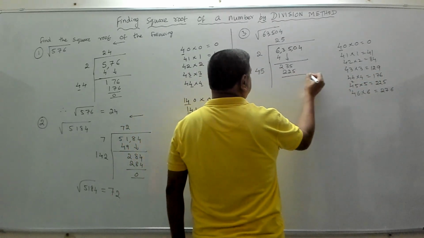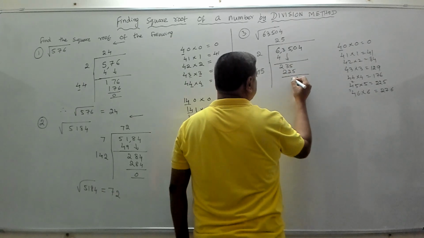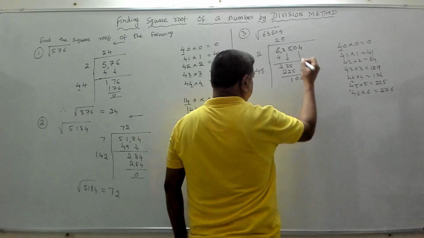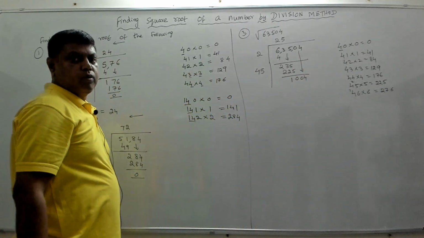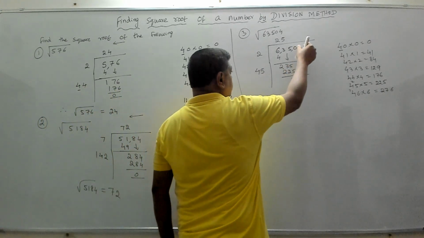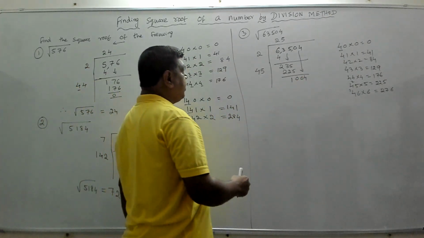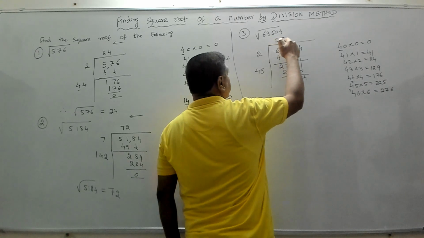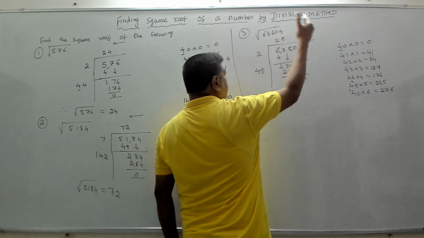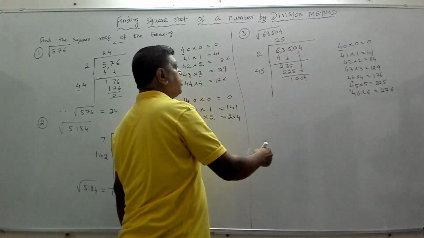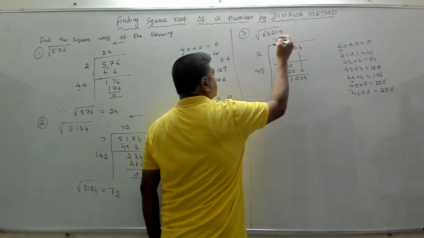Now if you subtract, 5 minus 5 is 0, 3 minus 2 is 1. Then we should bring this 0 4 down together. Both should be brought down together. Then we go to the same thing again: whatever number is here, that into 2. So we have 25 here. Then 25 into 2. You have to take the whole number.